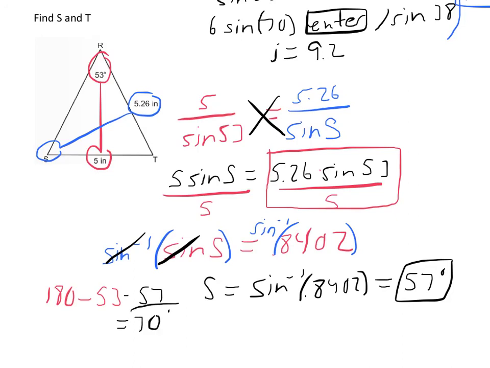Now this question is a little bit different. It didn't say solve the triangle, which would mean every piece we have to find. Here they just asked for angle S and angle T. And this ends lesson 7.4, video 2.